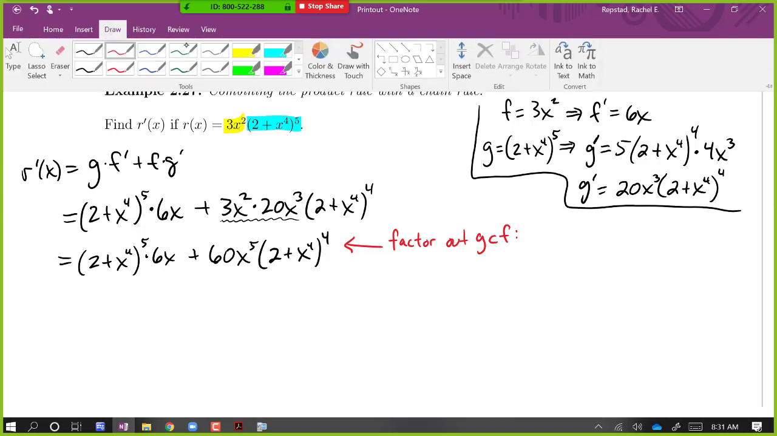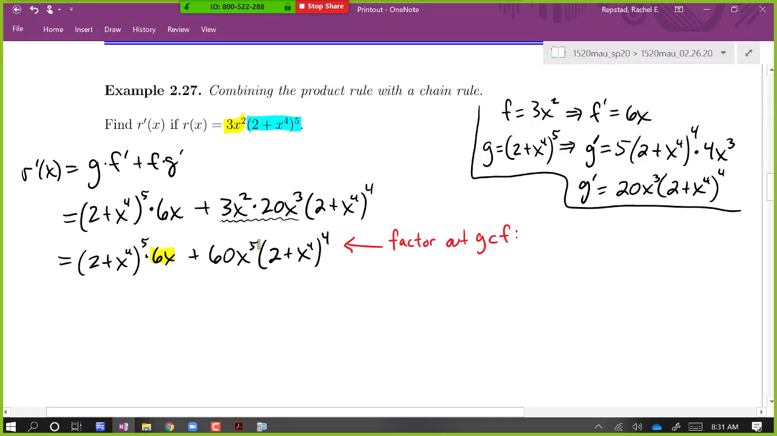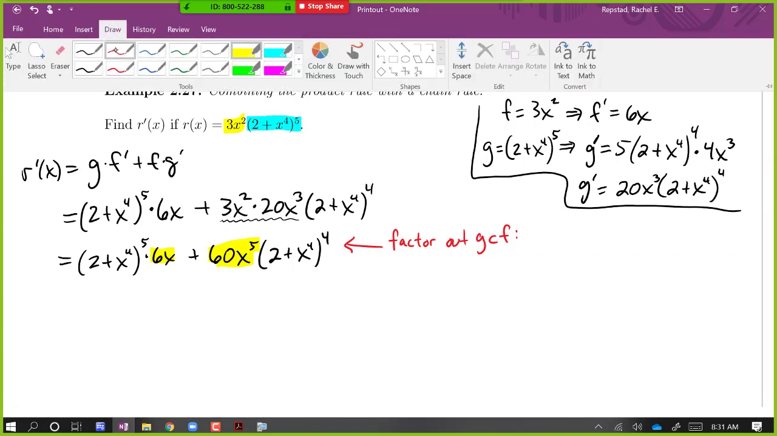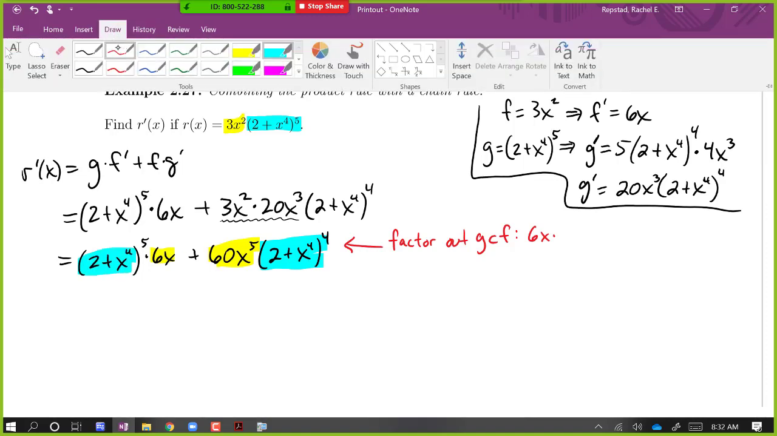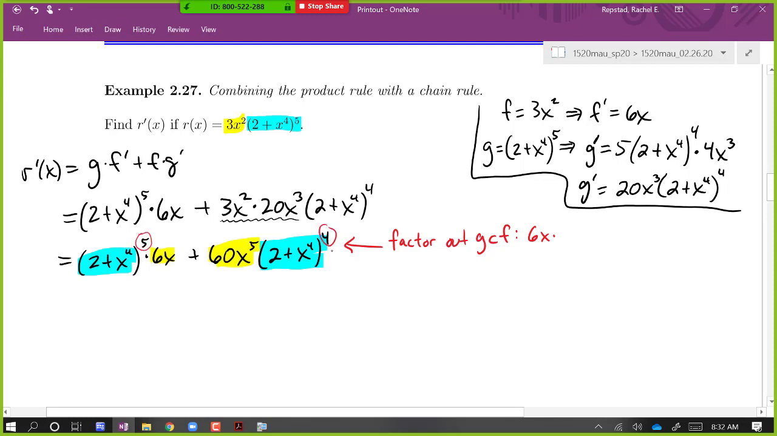Now, if we look at this part that I've highlighted in yellow, I think we can see pretty clearly they both have a 6 and they both have a factor of x. And x to the first is the highest power of x that they have in common, so we're going to include that. But they also have the 2 plus x to the fourth in common. The only difference is they're being raised to different powers. And when you factor out a common factor, you always take out the least power that they have in common. So that's 2 plus x to the fourth all to the fourth power.